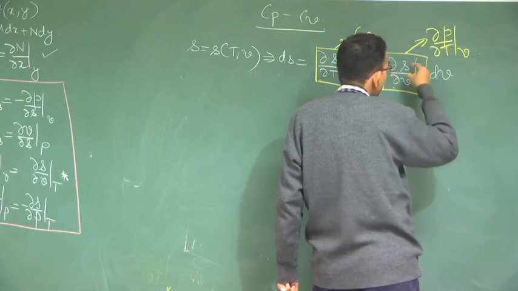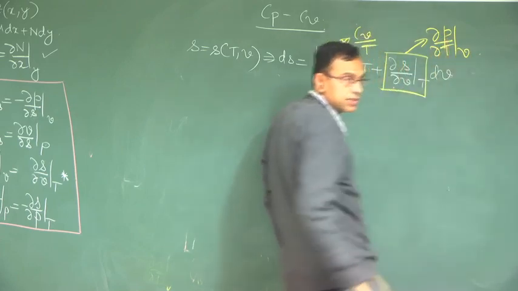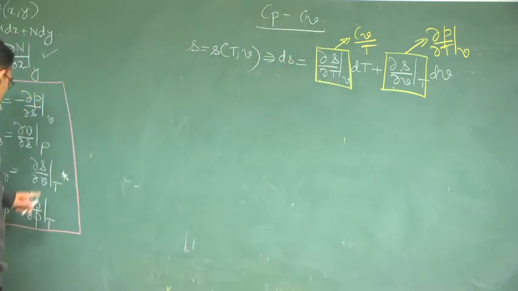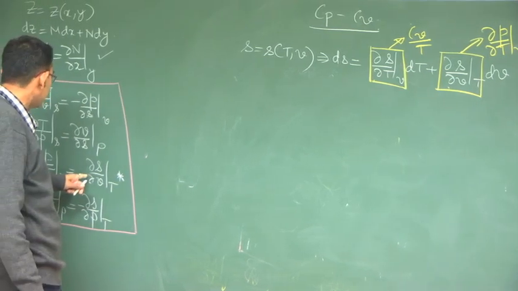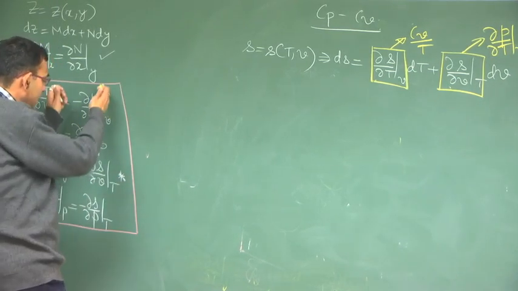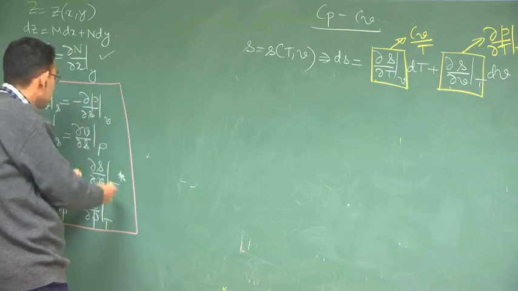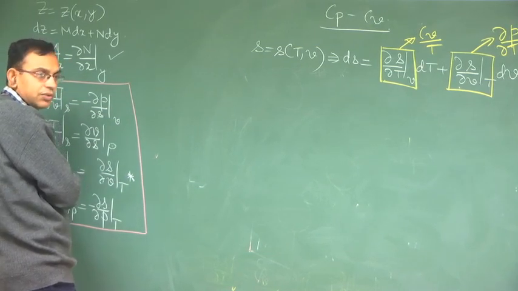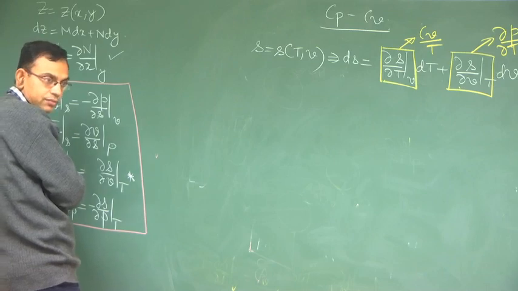So we are expressing the non measurable in terms of measurable. This TdS relationship is very important, this Maxwell relationship is very important, in fact all these are important, because on the right hand side there are non measurable parameters, and on the left hand side you have pressure, volume, temperature which are measurable parameters.